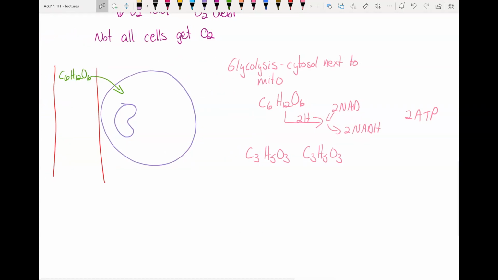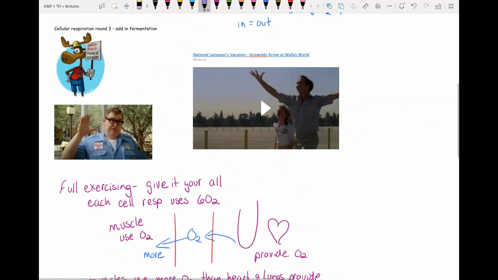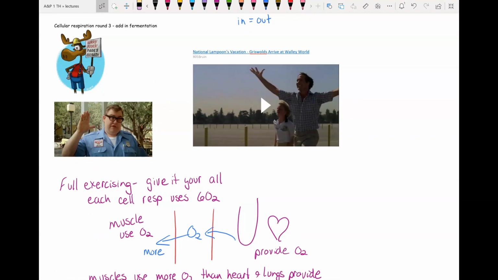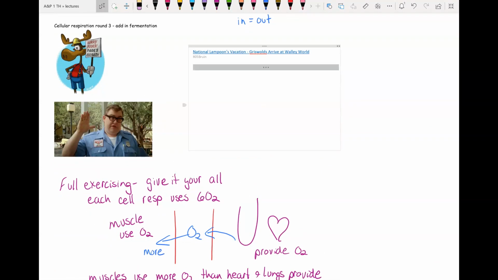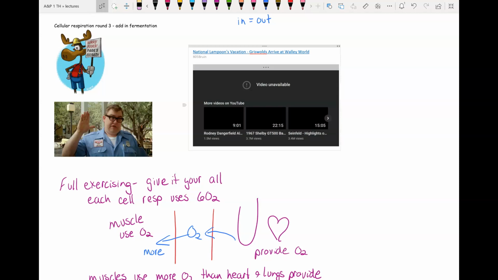Normally, those pyruvates would go into the mitochondria. But when there's no oxygen, they can't do that. Mitochondria shuts down, and the pyruvates can't get in. This reminds me of the National Lampoon's movie. So you might be wondering what these pictures have to do with anything. If you remember the National Lampoon's movie, they drive across the country to get to Wally World.